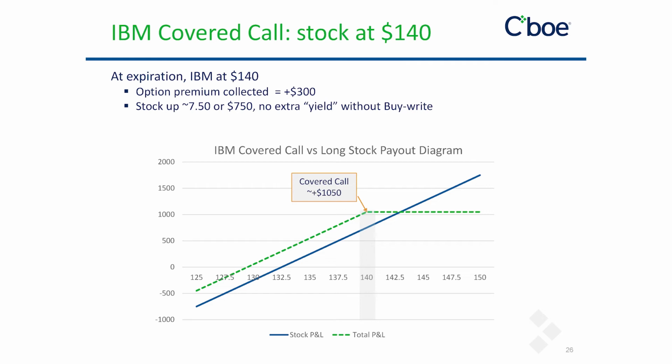The 140 call would have no value, so you keep the $300 in premium. And the stock has gained nearly 7.5 points, or $750. This also doesn't include any dividends over that time frame, which the client would receive. The client would only be up $750 without the buy right in place.